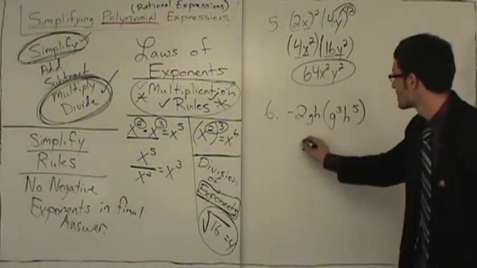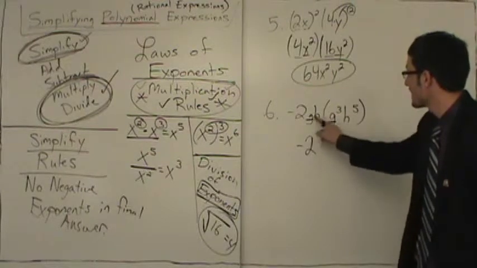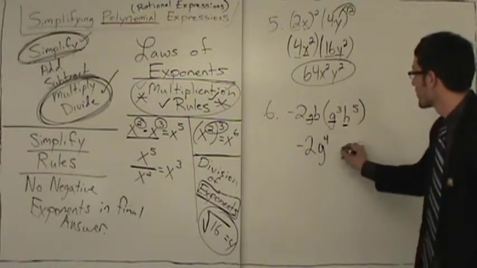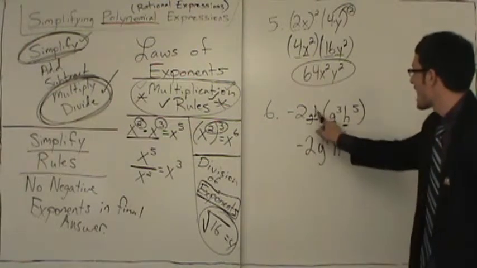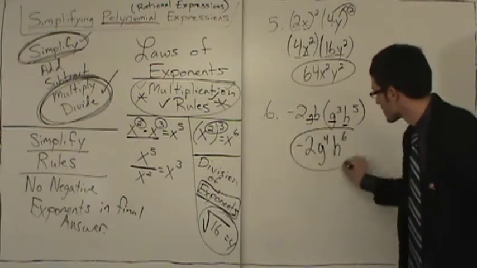Negative 2 times 1 is negative 2. 1g times 3 more g's. We are adding our exponents. We get g to the what? 4th. 1h times 5 more h's is h to the what? H to the 6th. Okay, so adding exponents again. These are assumed to be 1. 1 plus 5 is 6. All right, so this is our final answer.